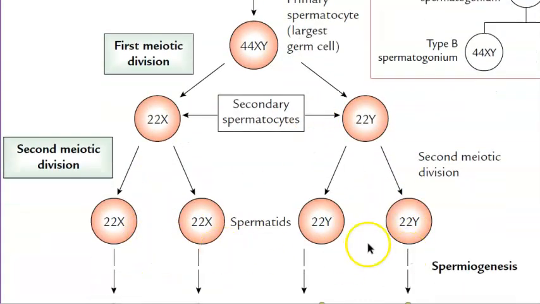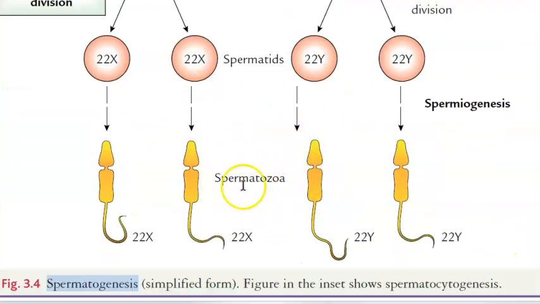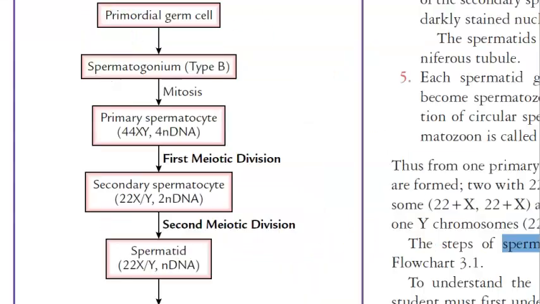So you will have the spermatids, and from the spermatids, you will get what, people? Spermatozoa: 22X, 22X, 22Y and 22Y. Basically you started off with 44XY, and you have landed up with 22X, 22X, 22Y, 22Y. Primordial germ cell, spermatogonium, primary spermatocyte, that is 44XY.